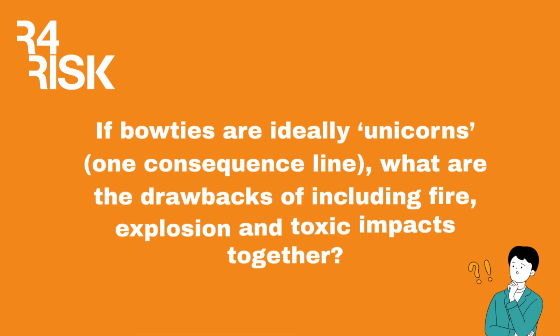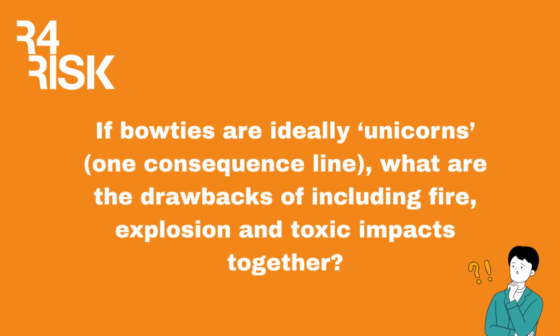Our next question is, you indicated bow ties are ideally one unicorn, one consequence line, for an event that could result in fire, explosion or toxic impact. If these can be presented well, what are the major downsides of presenting all three?